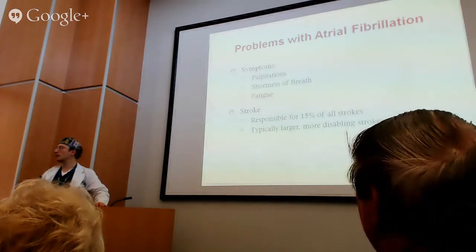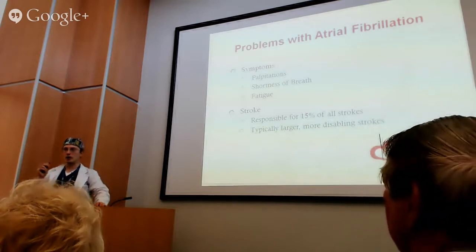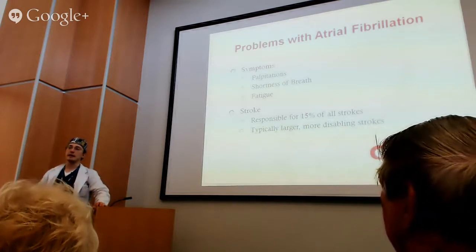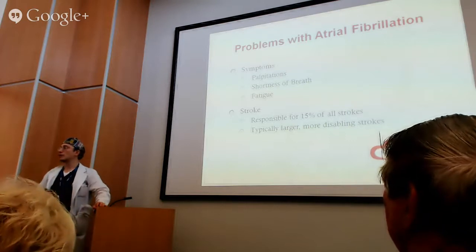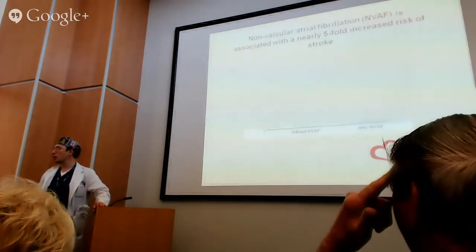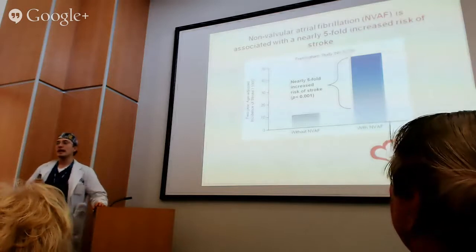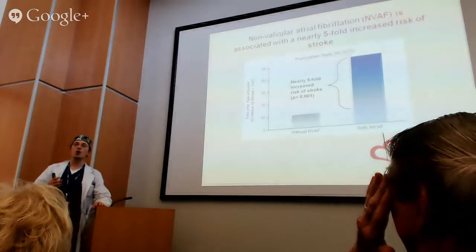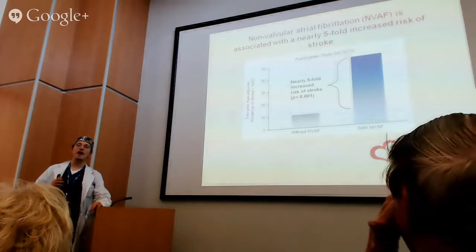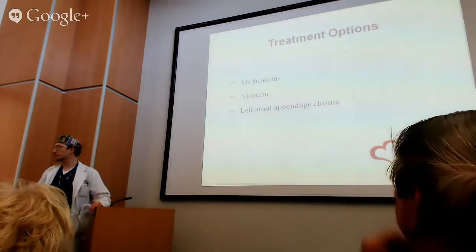the brain, and a tiny little blood clot that is really a fraction of an inch in its size can cause devastating strokes. Studies have shown that strokes related to atrial fibrillation are typically much larger and much more debilitating than other types of strokes. When you look at patients with atrial fibrillation, you see that the rate of stroke and the risk of stroke is about 5 times that of general population.